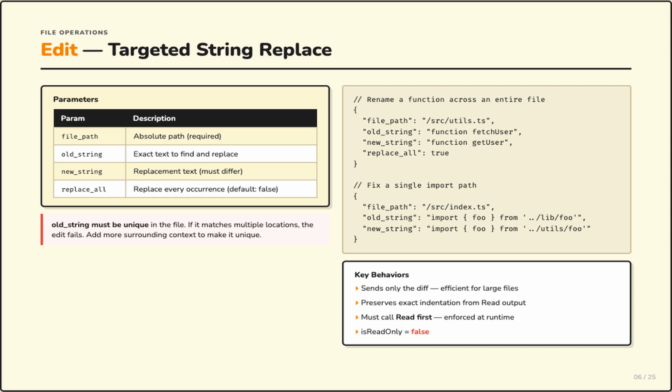The replace_all flag lets you explicitly rename something across an entire file, useful for variable or function renames. Always read the file first so you have the exact text, including indentation, since edit requires character-perfect matching. Like write, edit is not read-only and runs serially.